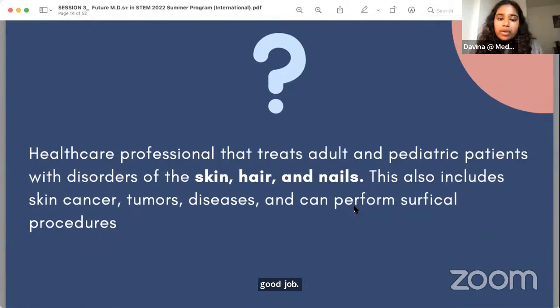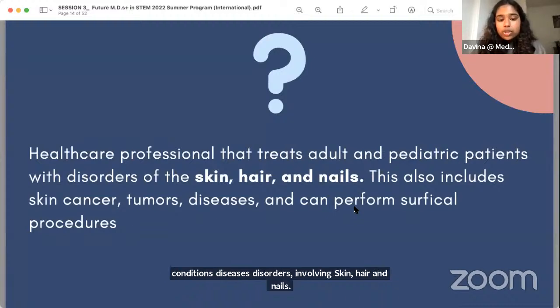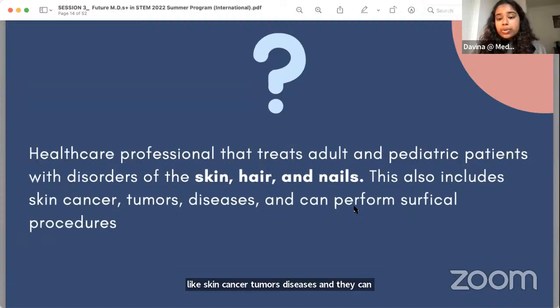All right, so healthcare professionals in this field in particular treat adults and perhaps infants and children who have conditions, diseases, and disorders involving skin, hair, and nails. This also includes things like skin cancer, tumors, and diseases, and they can also perform superficial procedures on the skin. I'll check in the chat. I think Laylee said dermatology first, so great job. And lots of people are saying dermatology as well. Great job, everyone.